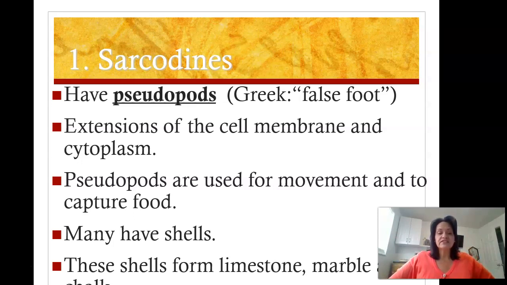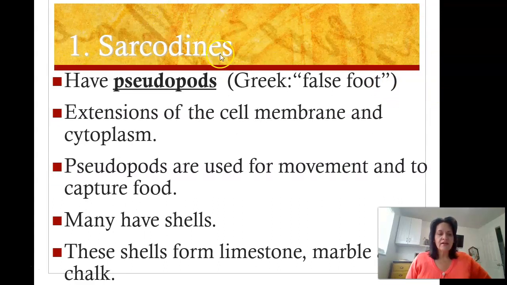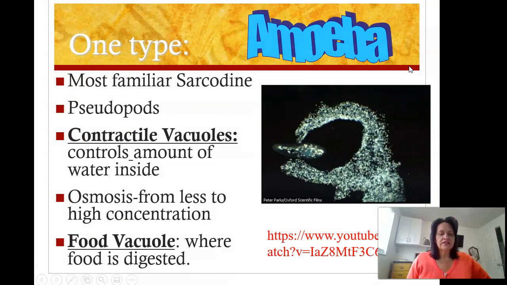Many of them have shells, and they can form these shells from limestone, marble, and chalk. One type of sarcodine is the amoeba. That is the most common one. They have pseudopods. They have a contractile vacuole, which controls the amount of water inside. And they do this through osmosis, from a lesser to higher concentration.